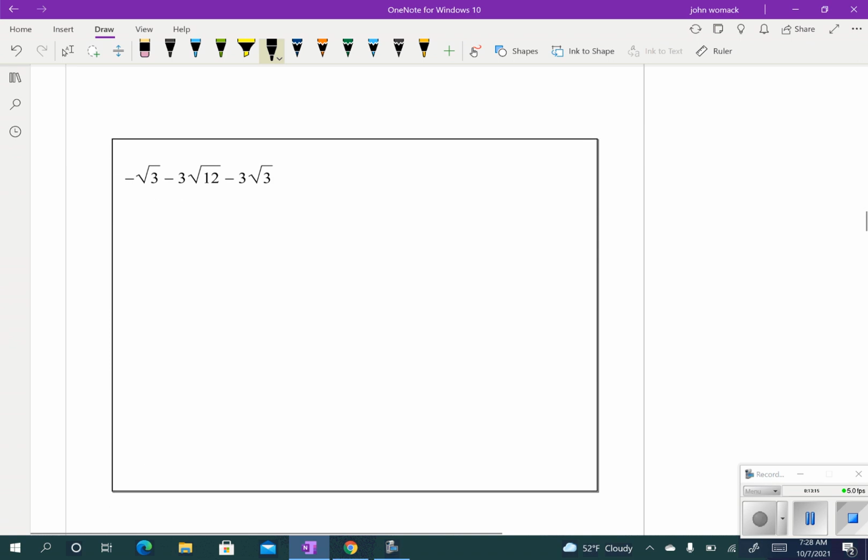Here's another one. I've got negative square root of 3 minus 3 square root of 12 minus 3 square root of 3. So if I look right now, this and this are like radicals. They both are square roots of 3. This has a negative, this has a 1 in front. So I get negative 1 minus 3 is negative 4 square root of 3.